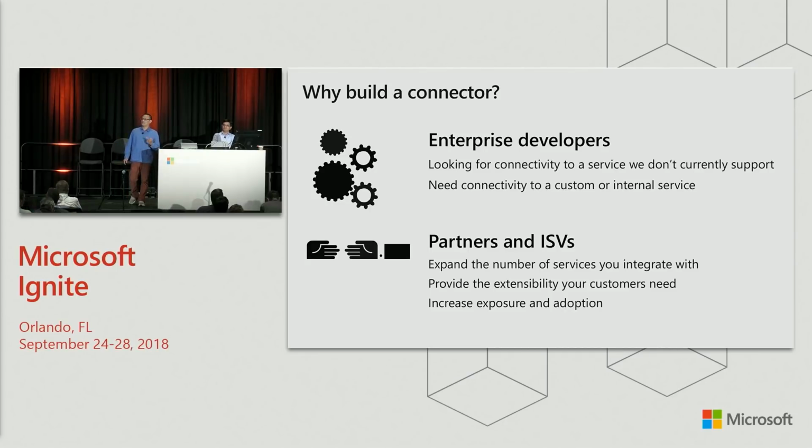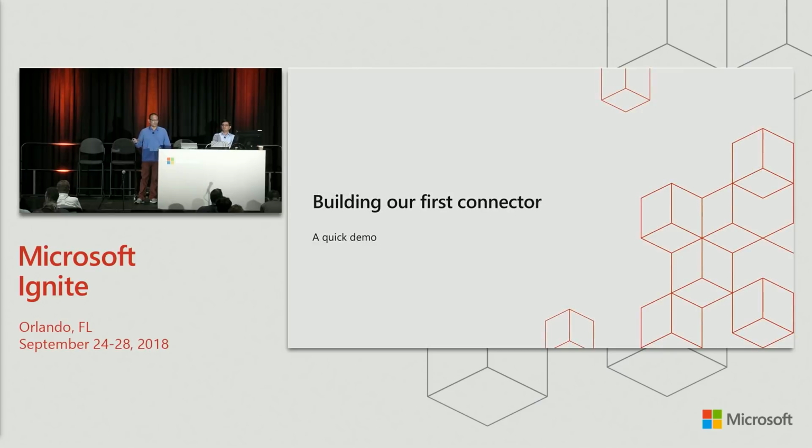If you are a partner or an ISV and you own an API, building a custom connector is a great way for your customer to reach your service. You can integrate with the existing over 200 connectors that we have. Once you build a connector for the Power Platform, people can use PowerApps, for instance, to develop apps in an entirely different way. And it will increase the exposure and the adoption for your service. So we want you to build connectors for the Power Platform, and we are going to show you how you do that.